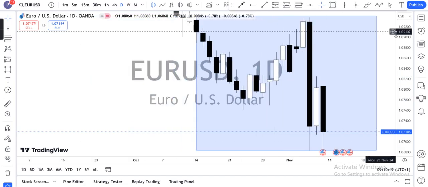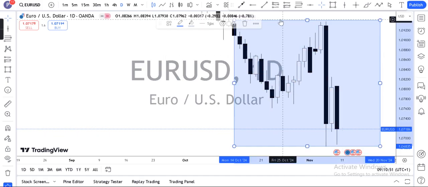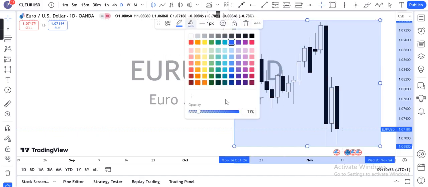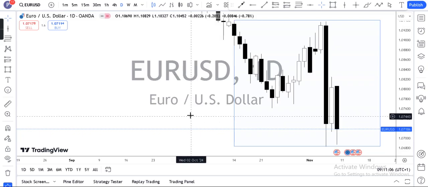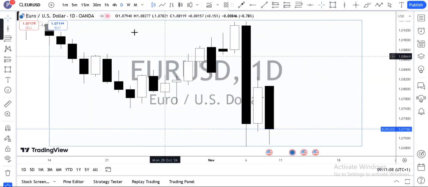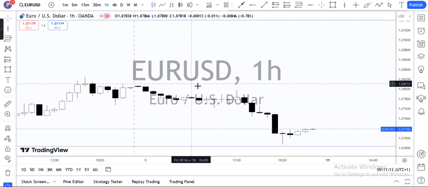One thing we can easily do is make this particular column we want to discuss a little bit light, so that we are able to understand that this particular region is what we want to discuss. So now we can go to the one hour time frame.